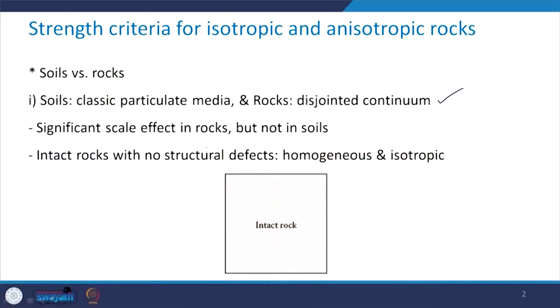In case of intact rocks, which have no structural defects, they can be considered homogeneous and isotropic, as has been shown in this figure. There are no discontinuities and therefore this can be considered homogeneous and isotropic. But what happens in case of the rock mass? It is often heterogeneous and anisotropic. Why? Because of the presence of discontinuities.